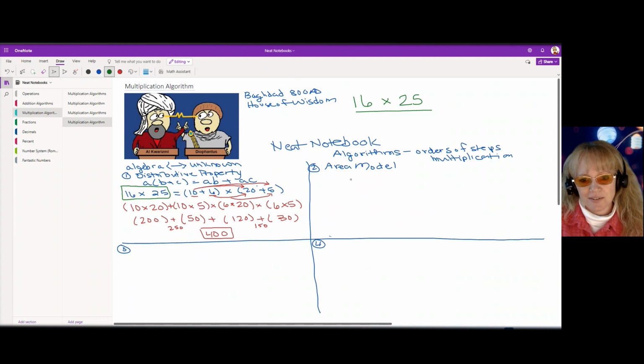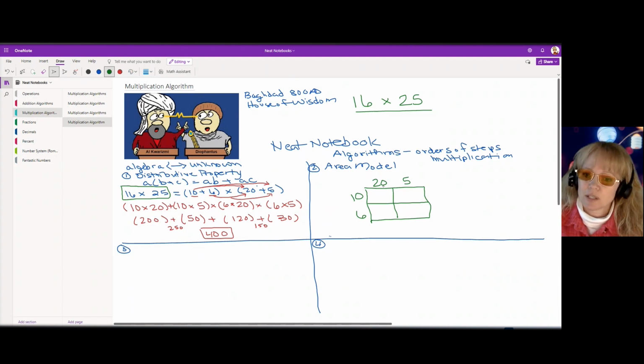All right, so we have the area model. I'm going to draw a box here. Leave a little space at the bottom because there's going to be a little bit of computing on maybe the bottom and maybe to the right. So I'm going to take my 16 and make it 10 plus 6. And I'm going to make my 25 20 plus 5.